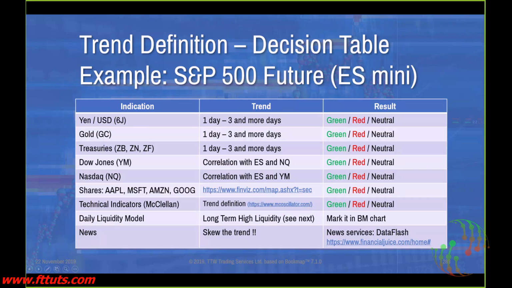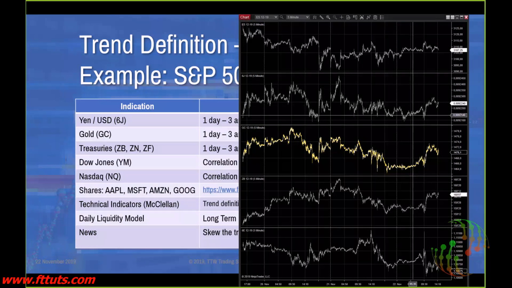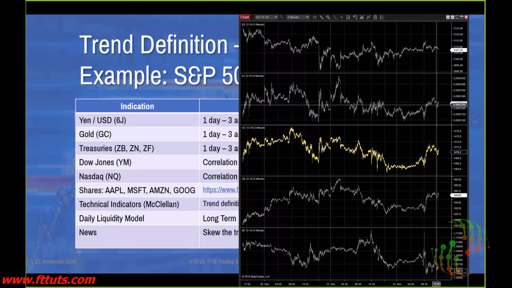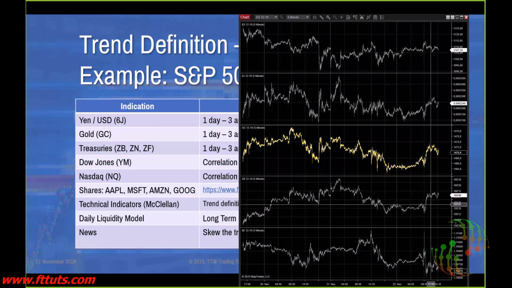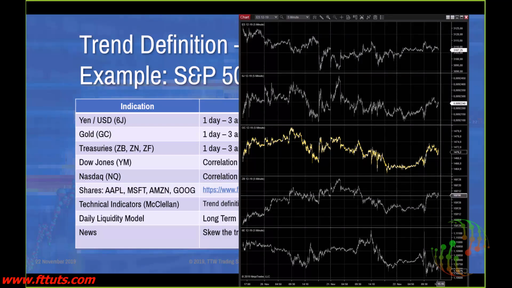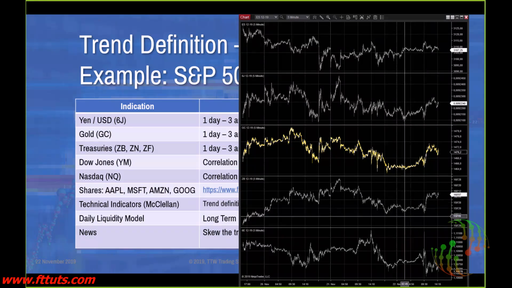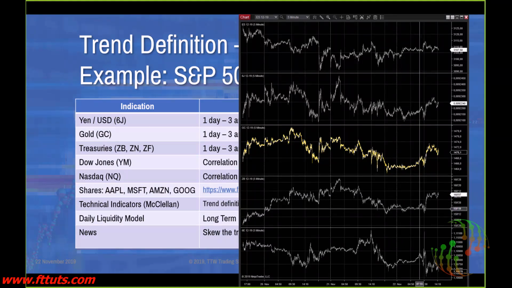So what is the yen doing? Yen is up, although we have a correction here. What is gold doing? Gold is up, although we have a correction here. What are the treasuries doing? The ZB in this case is up with a small correction, but it's always on the rise at the moment. That means we have a good indication.